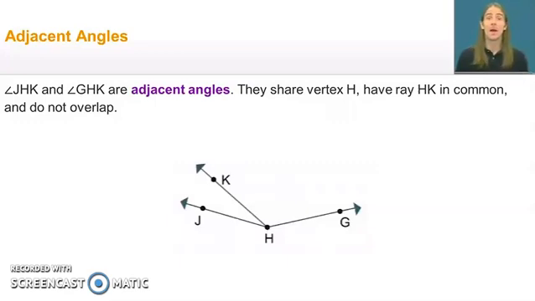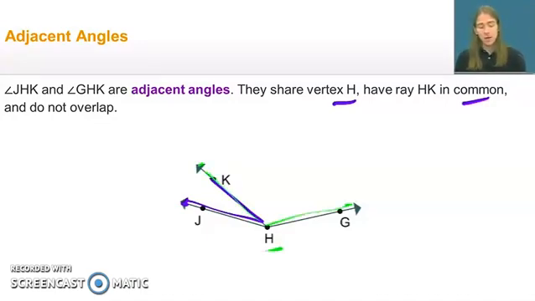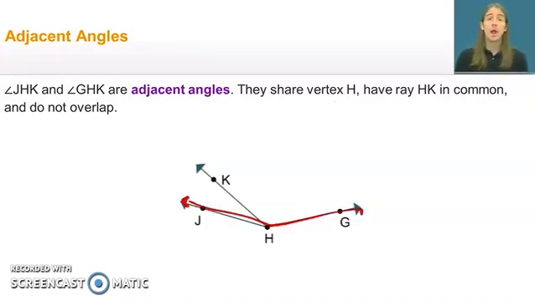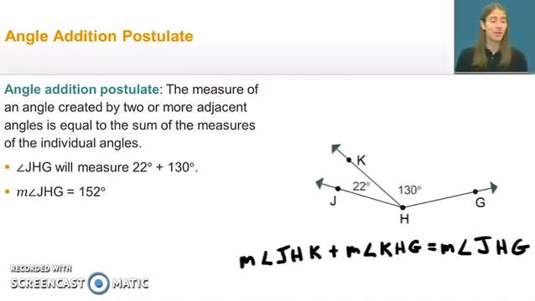Adjacent angles are formed by two angles that share a common vertex and also have a ray in common. On this diagram, I can see two angles, angle JHK and angle KHG, and they share a common vertex H, and they also share a common ray, HK. So they are adjacent angles. Let's clear away those markings, because I want to point out that these two adjacent angles form a larger angle, angle JHG.